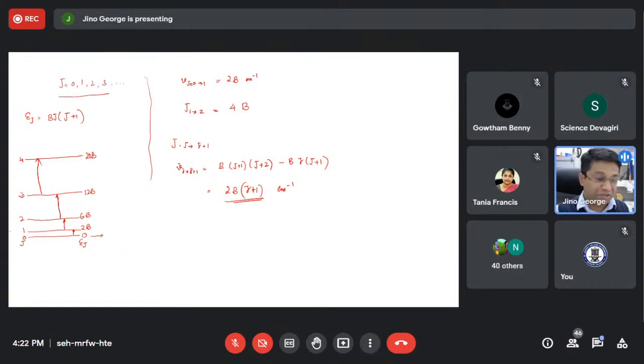I already mentioned that when you do this, in Banwell it is very beautifully given. I will see it this way. If I write my wave number increasing in this direction, I will start from 0. This is 0. Then the next is 2B, the next one is 4B, 6B, 8B, 10B. It goes on like this, right? This is how the energy levels are.